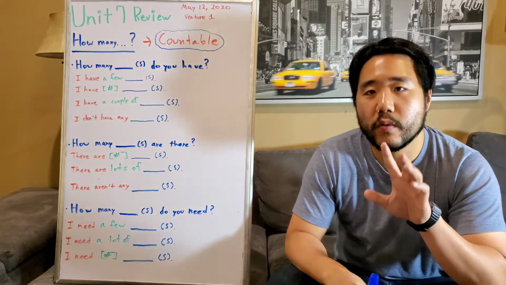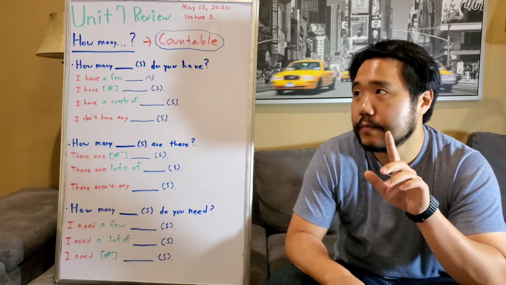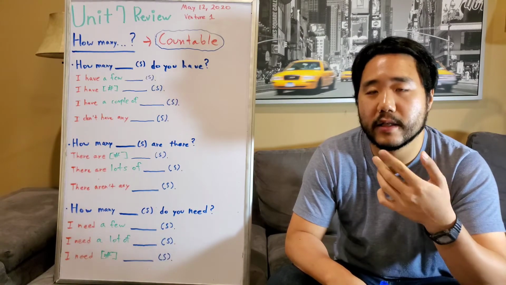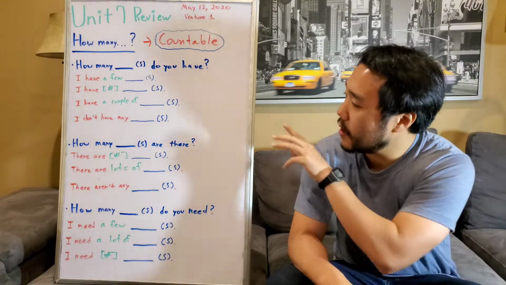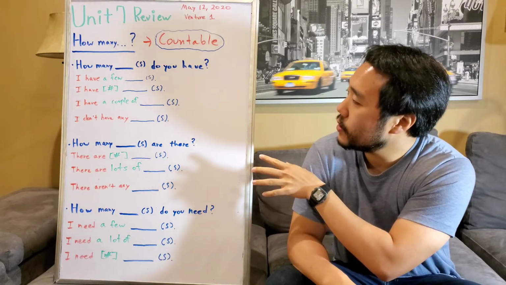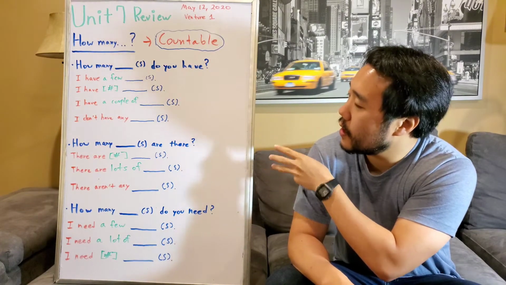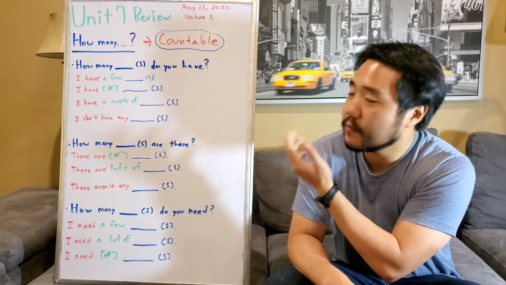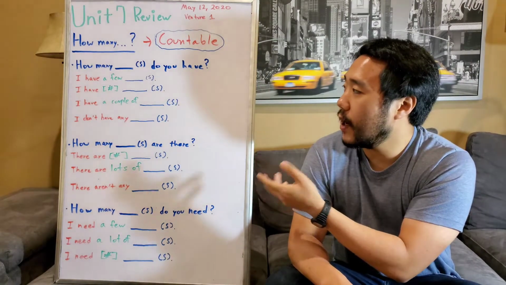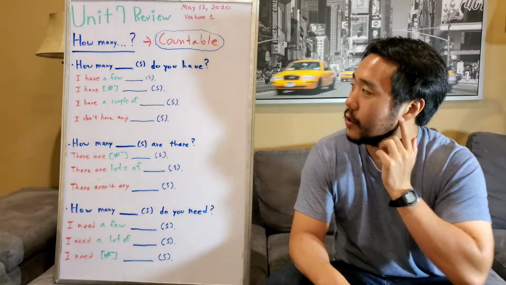In the book, there's only one way of asking a question using how many. So I made a few examples, or 3 examples, and then some sample answers of how to respond to that question. So here we go.